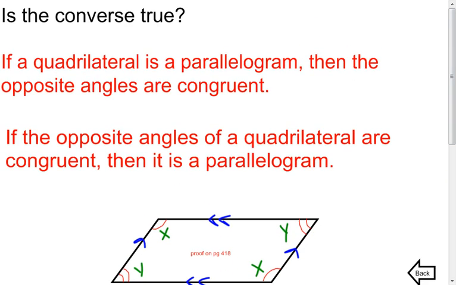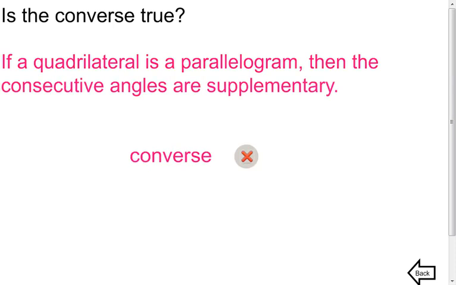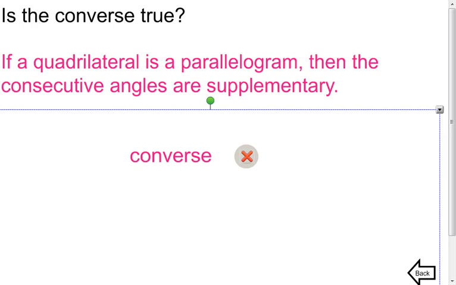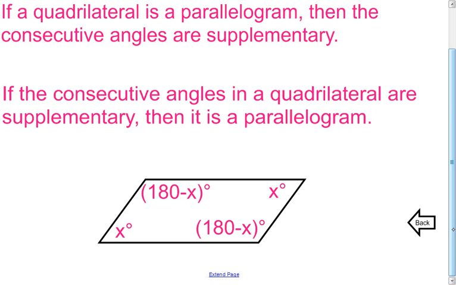So is this converse true? Yes, it is. So if the opposite angles of a quadrilateral are congruent, yes, then I have a parallelogram. Another one. This one said the consecutive interior angles are supplementary. Is it a parallelogram? Well, yeah, that's essentially what I just did in the last one.